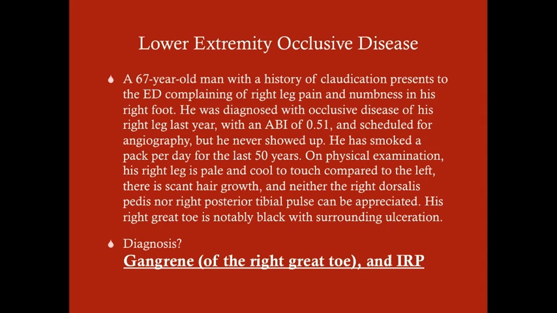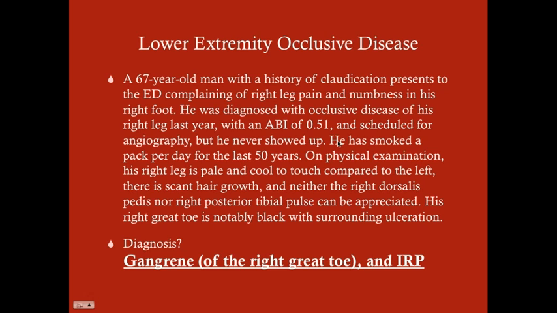So we know that there's gangrene because he's got a black toe, and in consort with what's clearly vascular disease, we know that that's going to be gangrene. And then we can diagnose him also with ischemic rest pain because he's got this leg pain, as well as numbness, and these other physical findings such as scant hair growth and decreased pulses. We also can, for the most part, diagnose him with ischemic rest pain because he had an ABI last year of 0.51, and he hasn't gotten treatment.